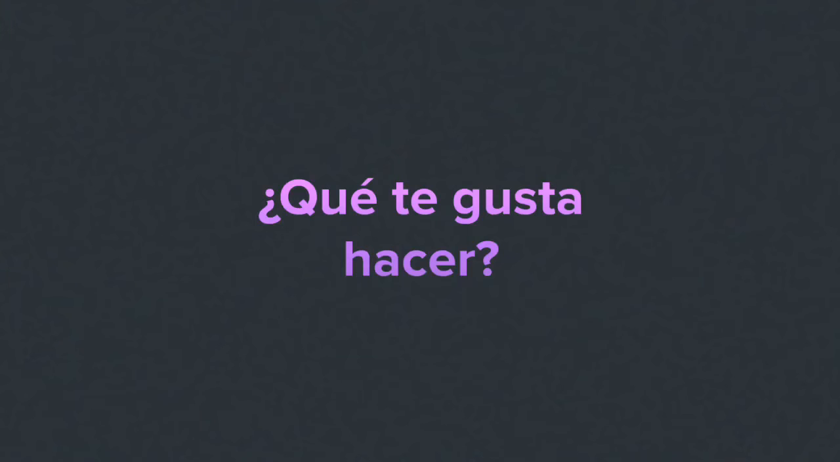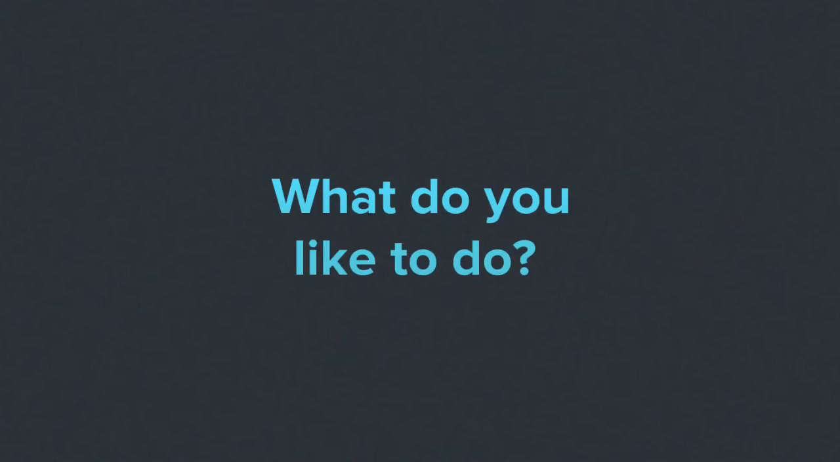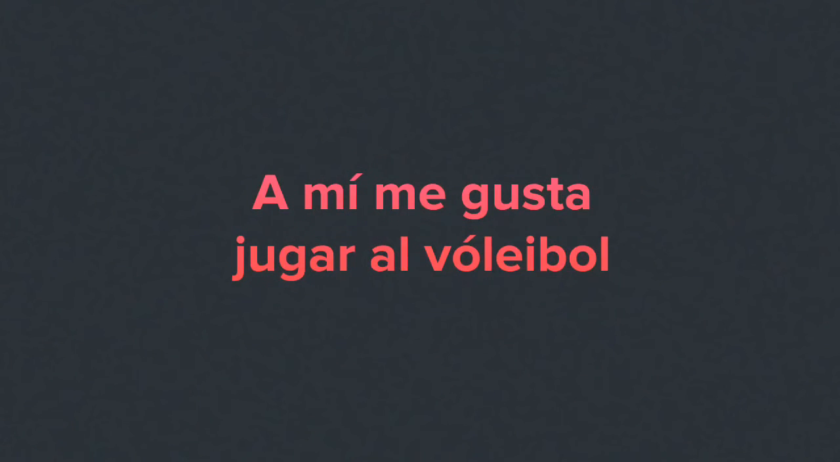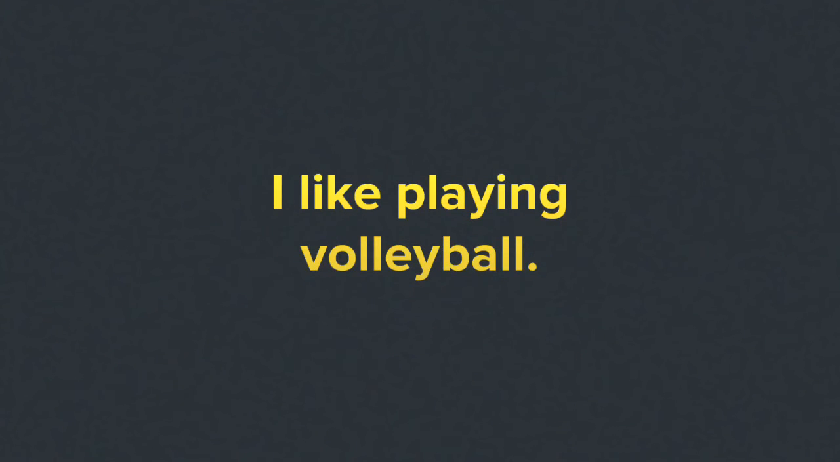So if we put that all together, we can answer this question. ¿Qué te gusta hacer? What do you like to do? A mí me gusta jugar al voleibol. A mí is the referent, me is the pronoun, gusta is the verb, and jugar al voleibol is the action. Jugar is our infinitive, an AR verb, meaning I like playing volleyball.